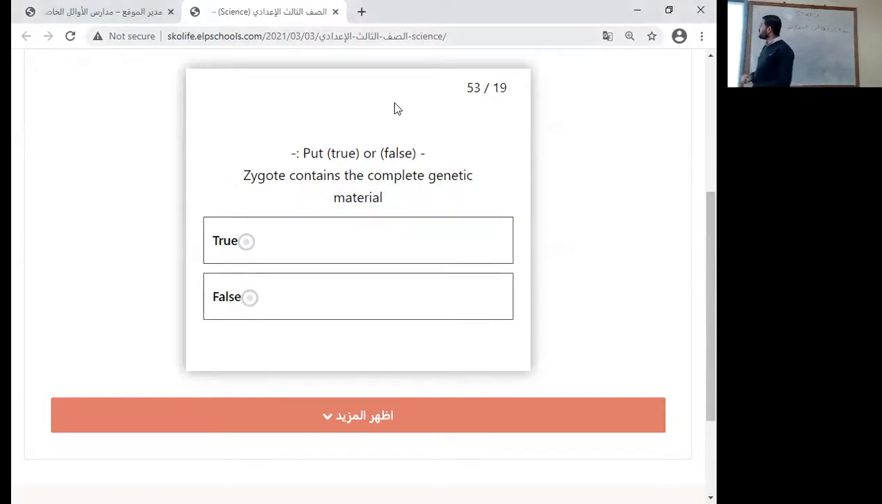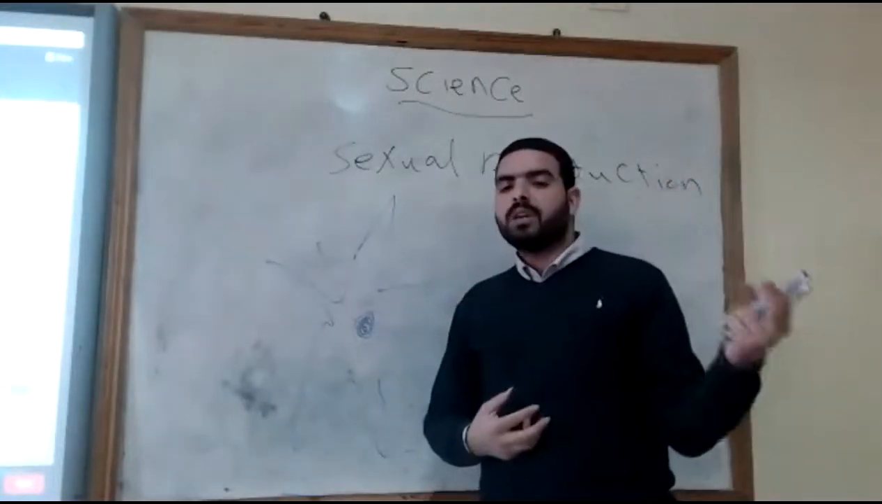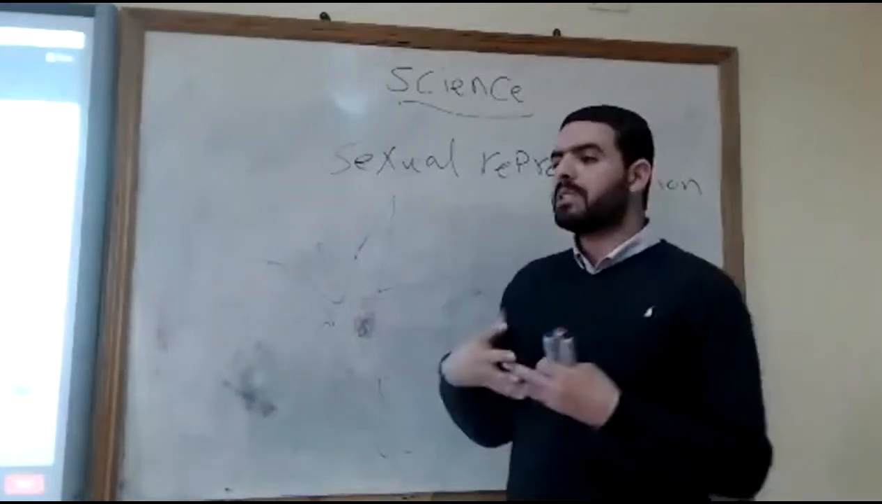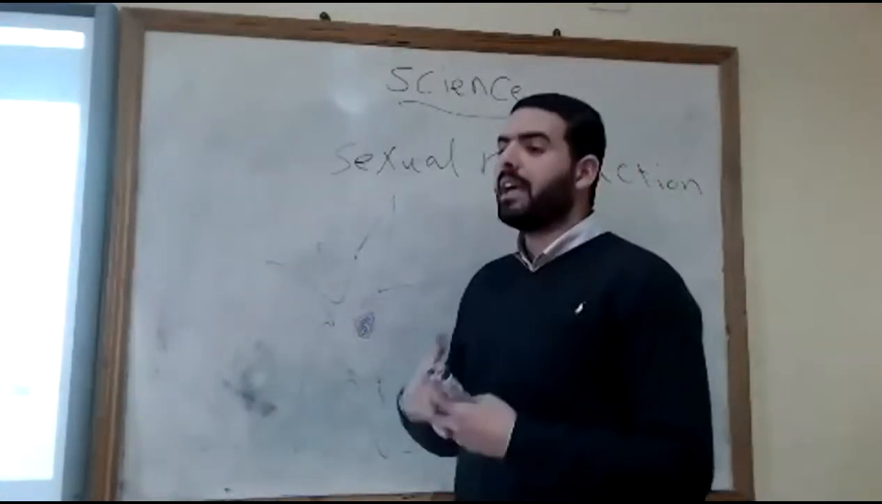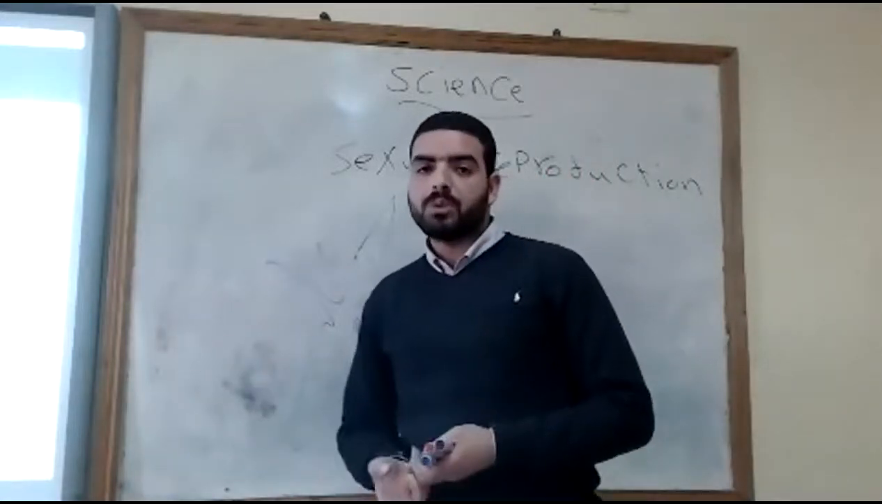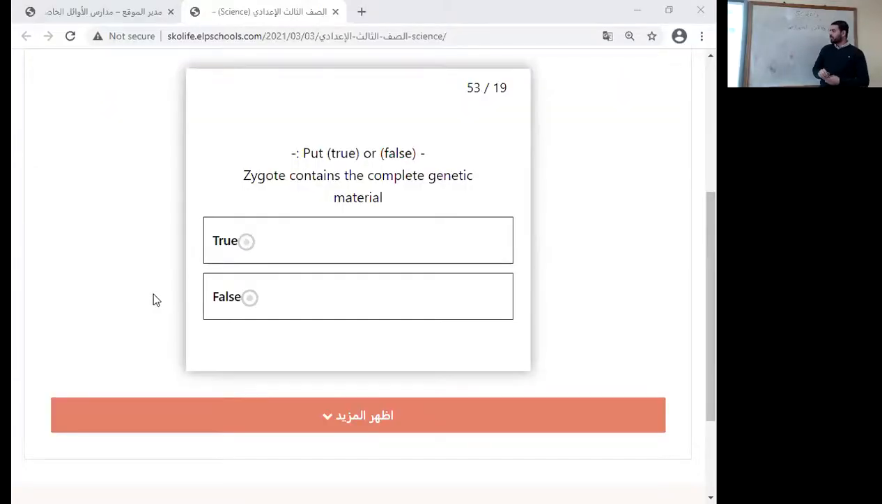Zygote contains the complete genetic material. As we said, the zygote is formed by the fusion of the female gamete, which is the ovum, and the sperm, which is the male gamete, to form the genetic material completely, and each one of them gives n chromosomes to form the zygote, which contains the diploid number of chromosomes, which is 2n chromosomes. So zygote contains the complete genetic material. The answer is true.